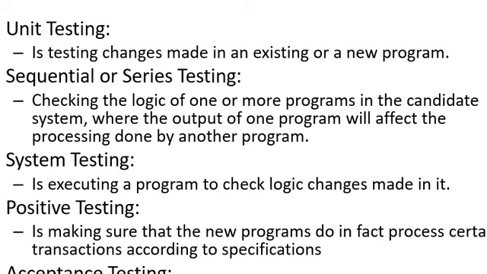Now positive testing is making sure that the new programs do in fact process the transactions according to specifications. If the conditions comply with the specification, it is known as positive testing. That means the result is positive. Acceptance is running the system with live data by actual users. If the actual users give feedback, that is acceptance. For example, if you are a Google user, you can be a beta tester. So the beta tester section is always an acceptance testing section.